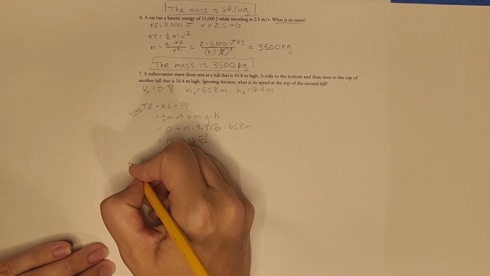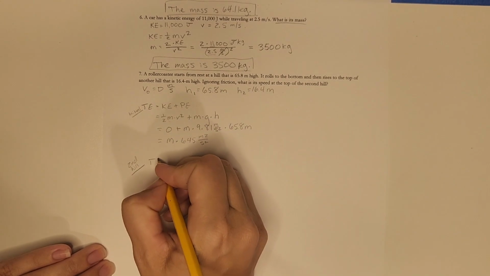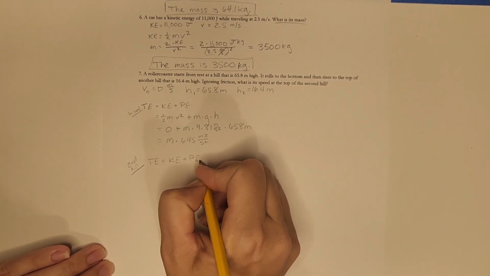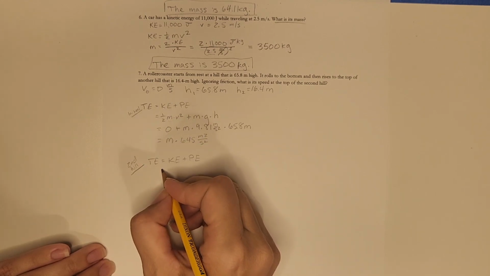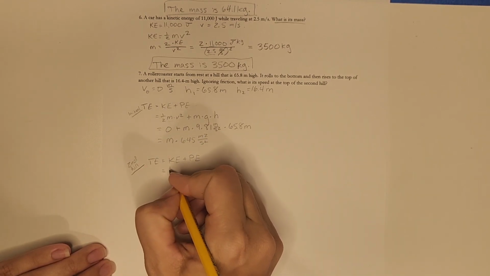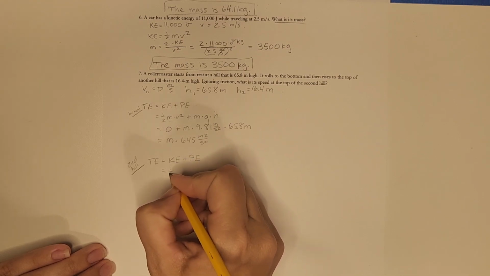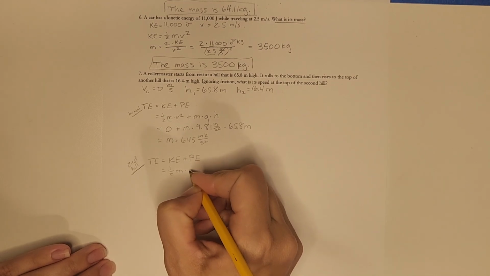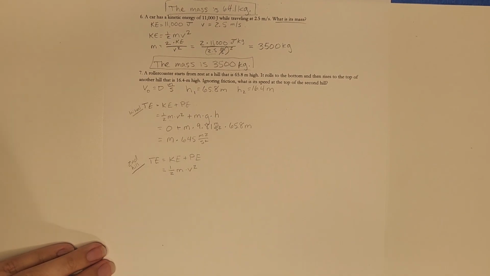So at our second hill, we're going to do the same thing. Our total energy equals kinetic energy plus potential energy. And so I'm just going to refer back to this instead of rewriting it. So our kinetic energy, this time we are moving, right? And we don't know how fast. 1/2, we don't have the mass, and we don't know the velocity, but it is definitely moving at this point.